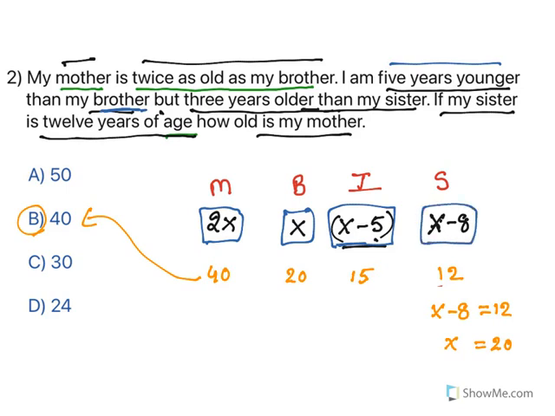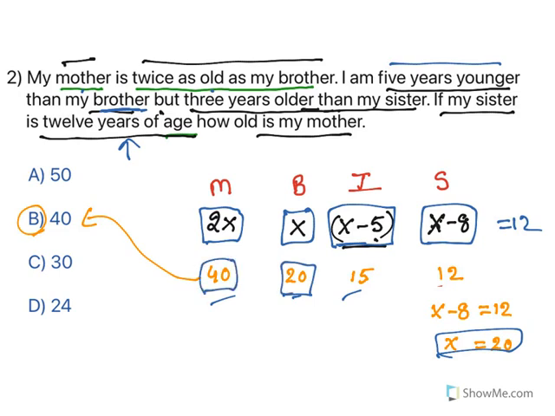So once you get this, you just apply what is given. 12 years, x minus 8 equals 12. You will get what x is and you will get everything. See, the data will agree with each and everything. My mother is twice as old as my brother. My brother is 20, mother is twice, 40, right?